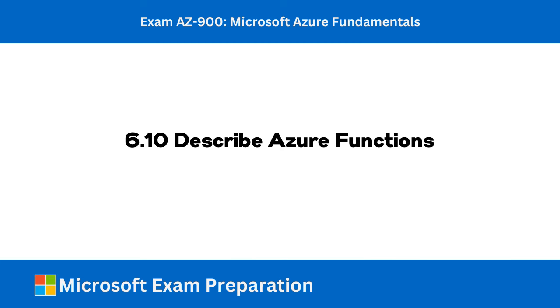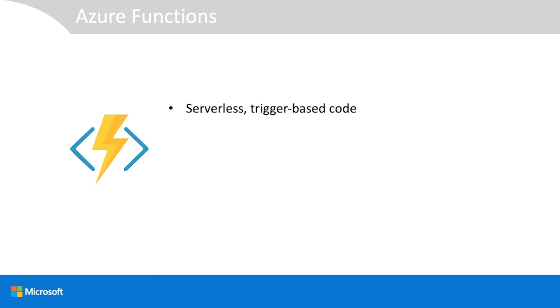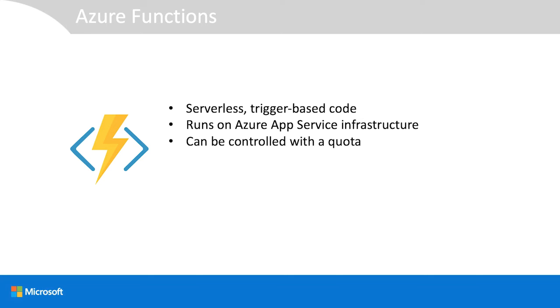Azure Functions is a service that allows you to run trigger-based code in a serverless environment. Apps that use functions, which by the way are usually called function apps, run on Azure App Service, but because they're serverless, they don't require a VM in App Service that's allocated for your use. You can control a function app using daily quotas. Once you reach the quota, Azure will stop the function app until the next day. And this allows you to control costs that are associated with your app.